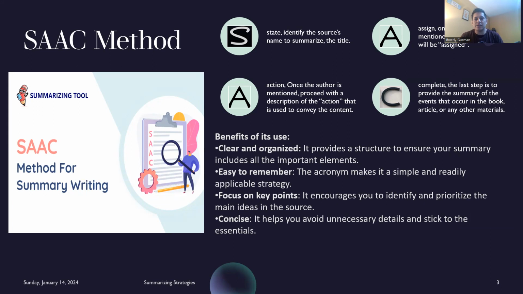Okay, the action is that we have to recognize the action that the author is taking in his paragraph. What he's doing: he's making a description, he's making recommendations, he's stating, he's arguing, etc. And the C means complete. It is basically our job when we do the summarizing.